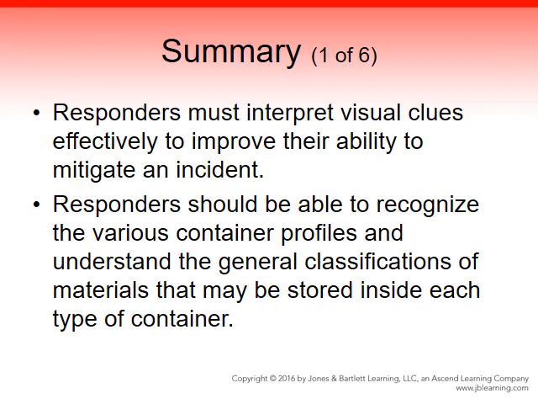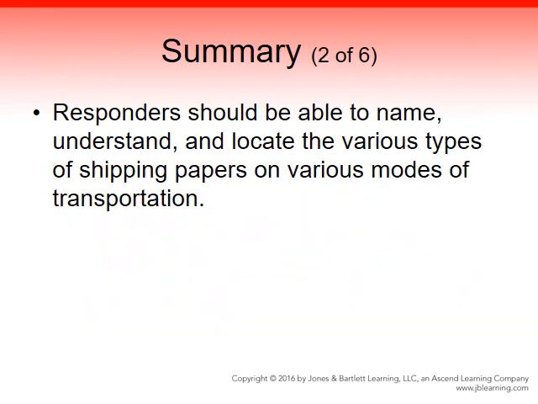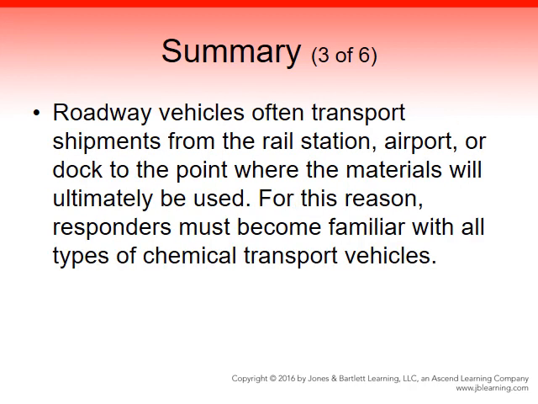Summary. Responders must interpret visual clues effectively to improve their ability to mitigate an incident. Responders should be able to recognize the various container profiles and understand the general classifications of material that may be stored inside each type of container. Responders should be able to name, understand, and locate the various types of shipping papers on various modes of transportation. Roadway vehicles often transport shipments from the rail station, airport, or dock to the point where the material will ultimately be used. For this reason, responders must become familiar with all types of chemical transport vehicles.